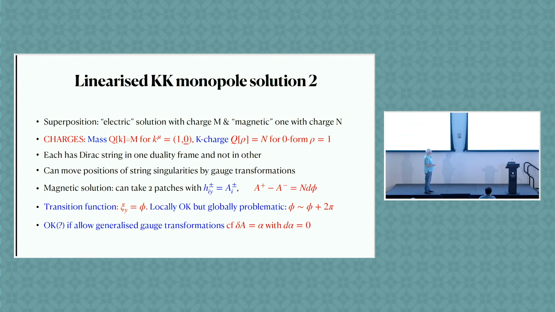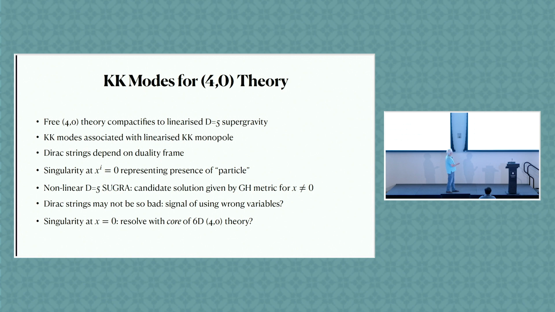So here we're looking at the transition functions written in terms of the gravitational vector field, the vector field gauge parameter. However, this would be okay if we allowed generalized gauge transformations, which in the sense of Yang-Mills would be ones sometimes referred to as large gauge transformations, delta A equals alpha, where d alpha is 0, closed but not exact. So if we allow patching conditions involving these large gauge transformations, then this would be allowed.